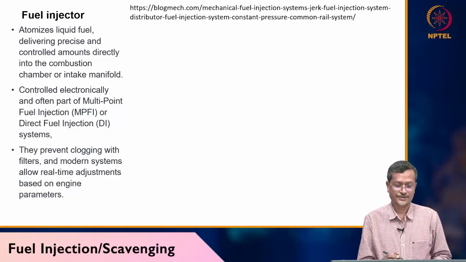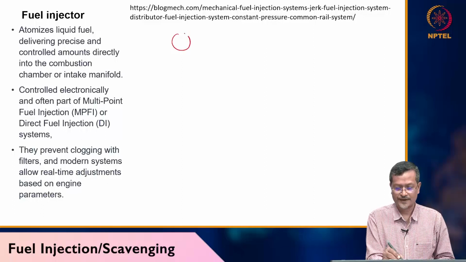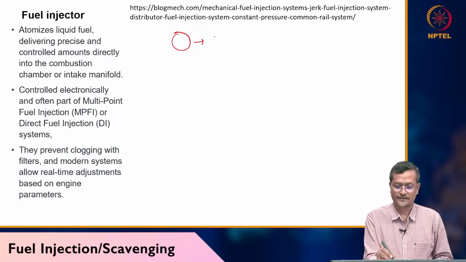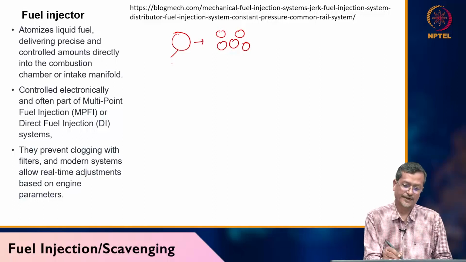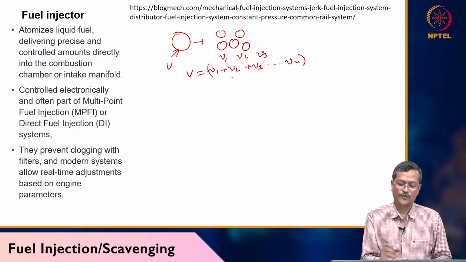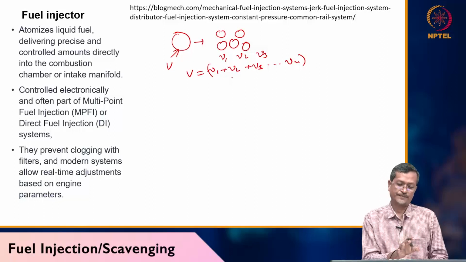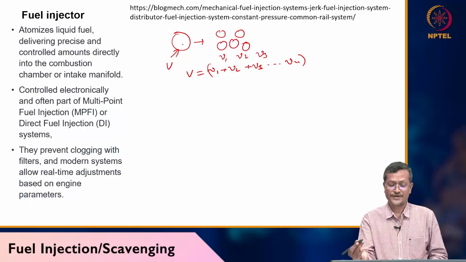So in a fuel injector system, the fuel injector will be atomizing liquid fuel. Atomizing means you have a larger particle and you make many smaller particles. So what is happening is, a larger particle of volume V becomes small particles of volume V1, V2, V3. So total volume V equals V1 plus V2 plus V3 up to Vn. The total volume will be the same, but mathematically the surface area actually increases.